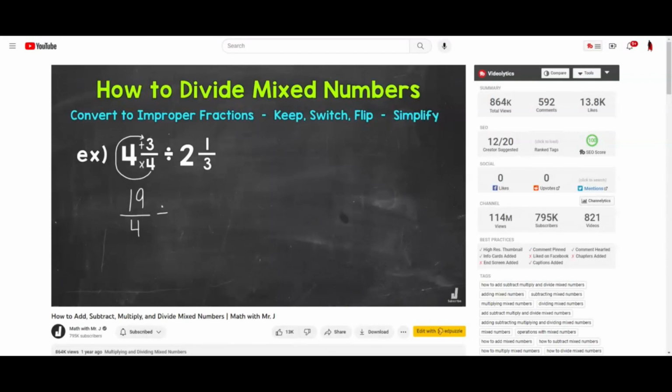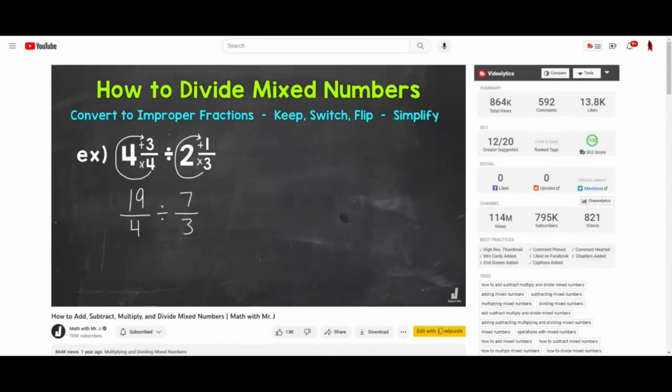Then we can bring our division sign down and convert our second mixed number. So again, we multiply, then add. So 3 times 2 is 6, plus 1 is 7. That's our numerator, and then keep the denominator of 3 the same, so 7/3.